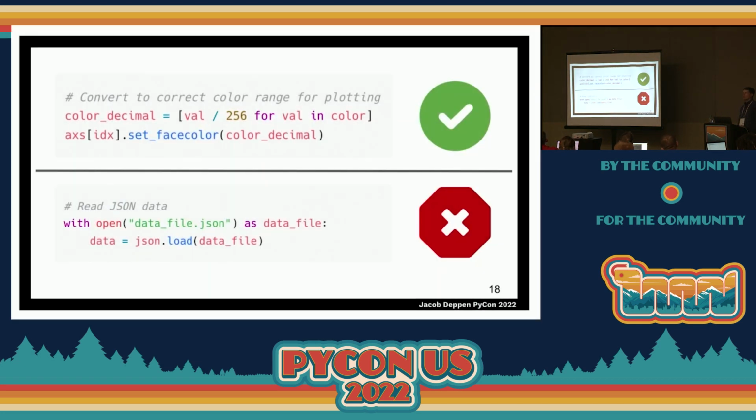Here's a couple of examples. They're maybe not the greatest examples in the world, but I think they get the point across. At the top, we have something where we say, OK, we're going to convert to the correct color range for plotting. And that gives us a little bit of the why, right? Why are we converting to the color range? It's so that we can plot it nicely. And that adds something, right? We're adding value maybe to the code there by saying why we're doing it.